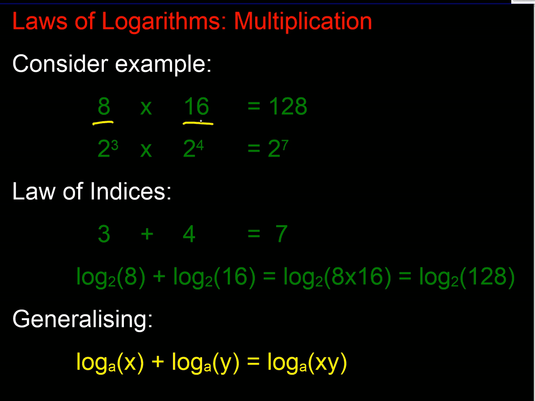Okay, let's use an example. 8 times 16 is 128. We're all happy about that. Let's rewrite that as powers of 2. 8 is 2 to the 3, 16 is 2 to the 4, so we know the answer is 2 to the 7. Therefore, if we consider just the indices, 3 plus 4 equals 7. But we know that, writing in log terms, 3 is log base 2 of 8.